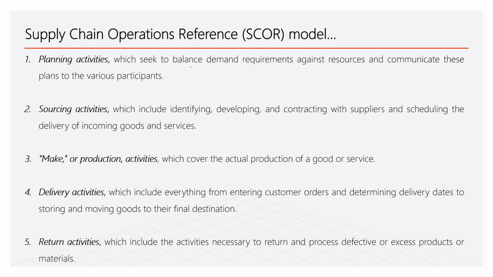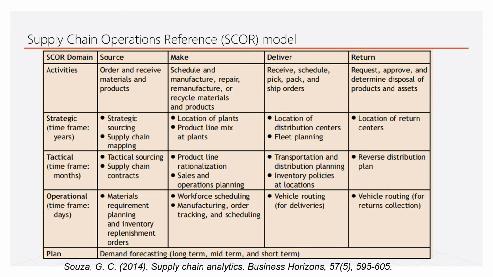The planning activity seeks to balance the demand requirement from the customer. Based on the demand, we have to check whether we have enough resources available, meaning enough capacity and enough availability of labor, and then we have to communicate these plans to the various participants. Let me show you a model that I have taken from a research paper. They indicate the SCOR activities, which are plan, source, make, deliver, and return.